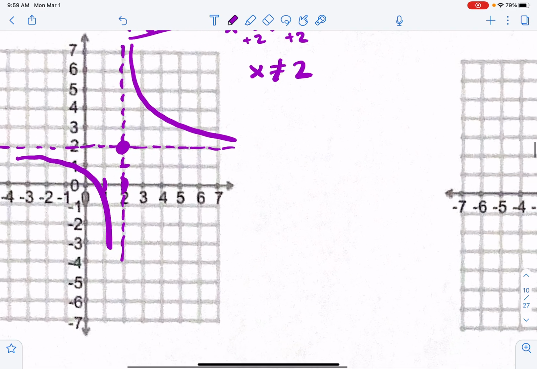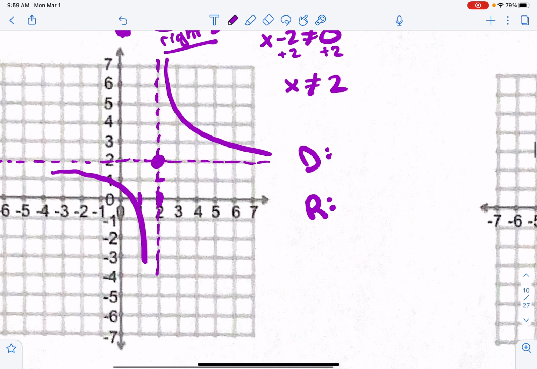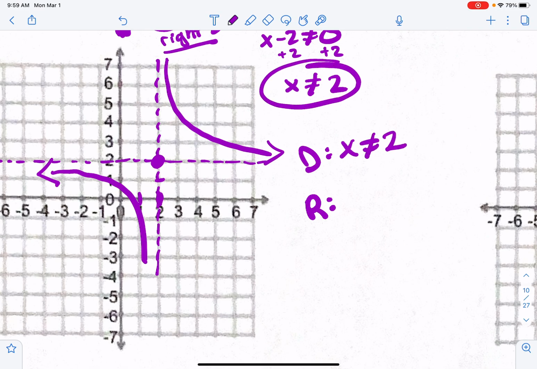Okay, so then we just have to do domain and range. So the domain is the x's going left and right. He'll go to the right forever. He'll go to the left forever, but he's not going to touch this line here in the middle. So x is not equal to 2. That's kind of like what we found for the vertical asymptote.